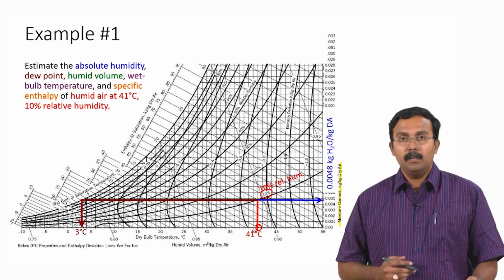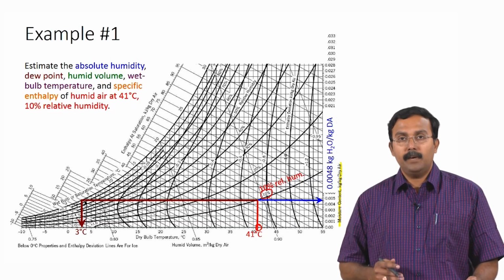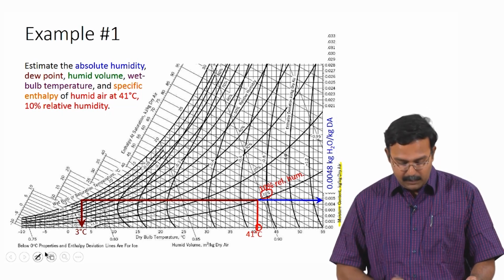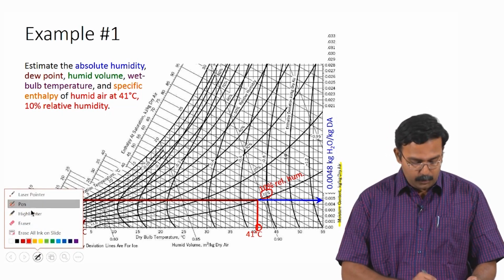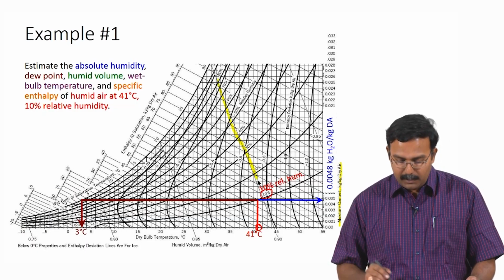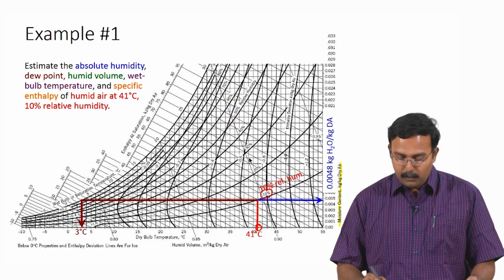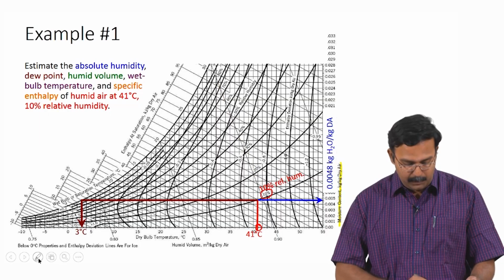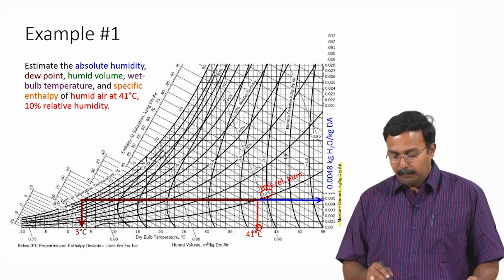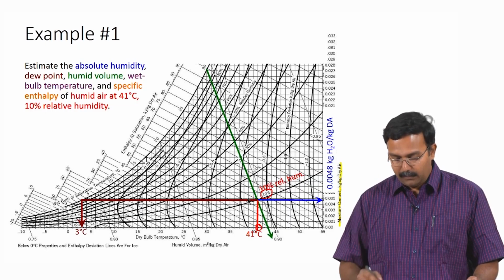Now, the next aspect which we need to identify is the humid volume. If you remember, humid volume can be identified using one of the slanting axes. These slanting axes can be used to identify the humid volume. We need to draw a line through this point, parallel to this axis, which is what I have done here.